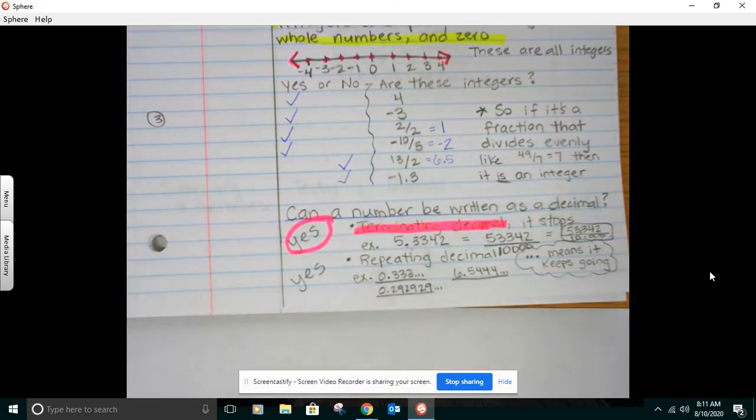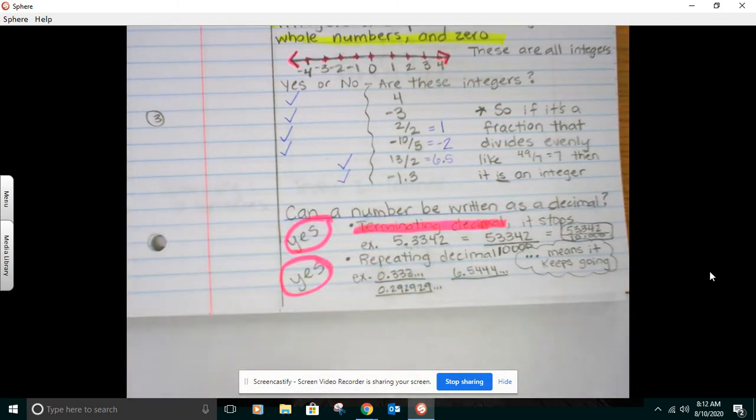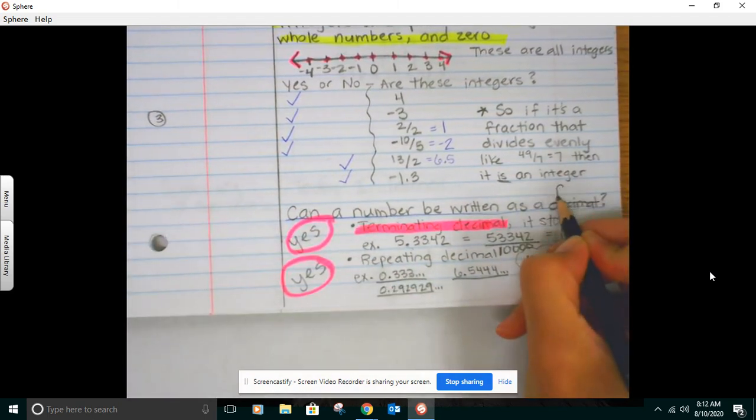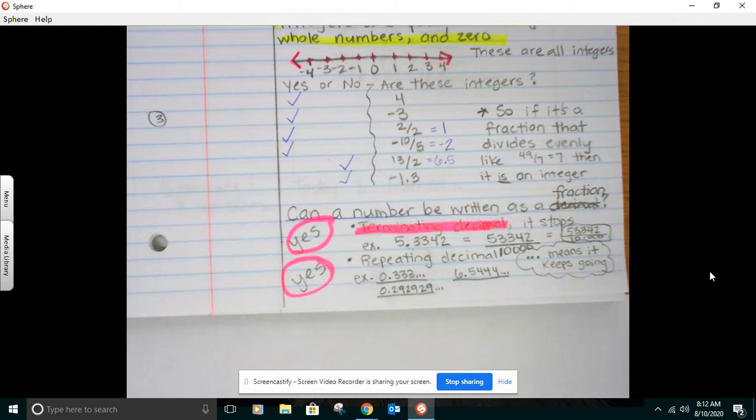Okay, the next thing, a repeating decimal. If it's repeating the same number or pattern of numbers, then yes, it can be written as a fraction. I think I wrote the question wrong. That's embarrassing. Okay, this happens sometimes. Can it be written as a fraction? Sorry, guys.